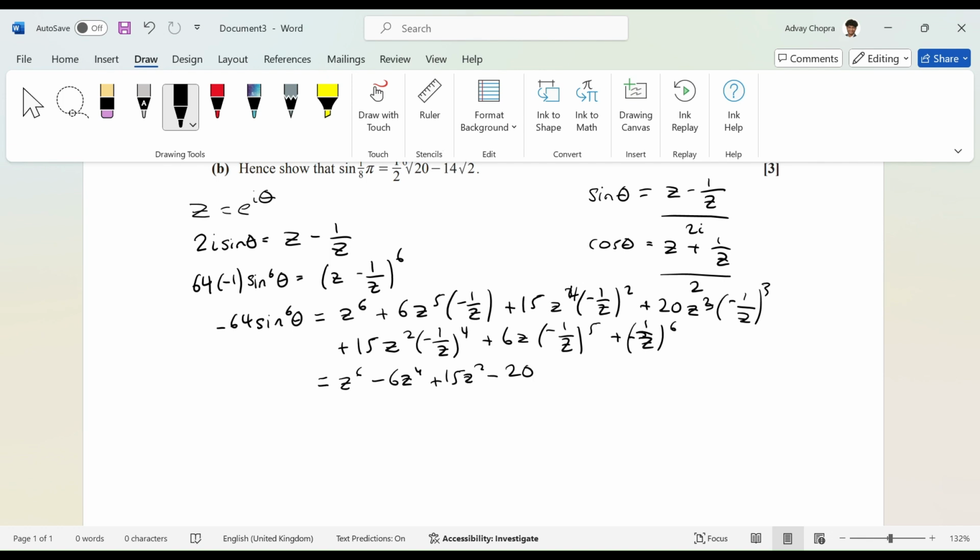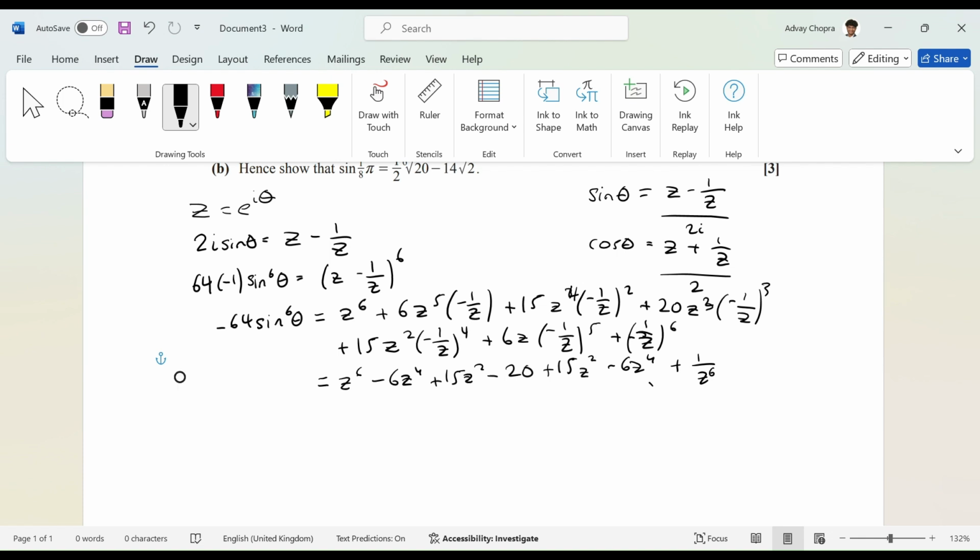Then for the next term we have minus 15, sorry, positive 15 z to the 4, to the 2 even. And for the next one we have minus 6z to the 4. And the last one is minus 1 over z all to the power of 6.